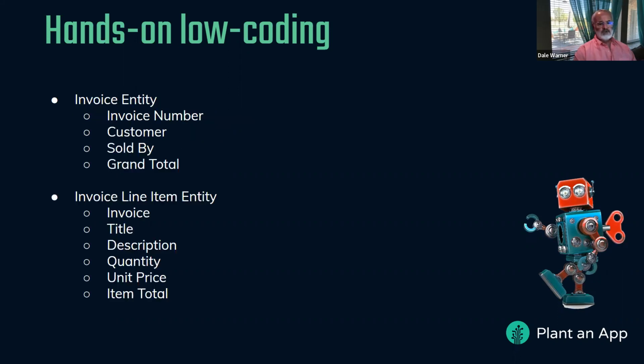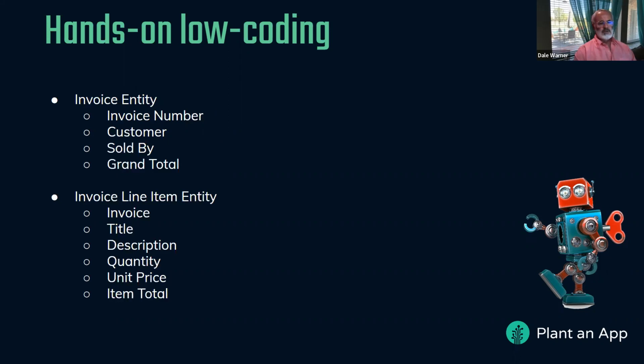The first thing we're going to need is some data structures to hold the invoices. So we'll be doing an invoice entity that will have an invoice number, a customer, sold by, and grand total.